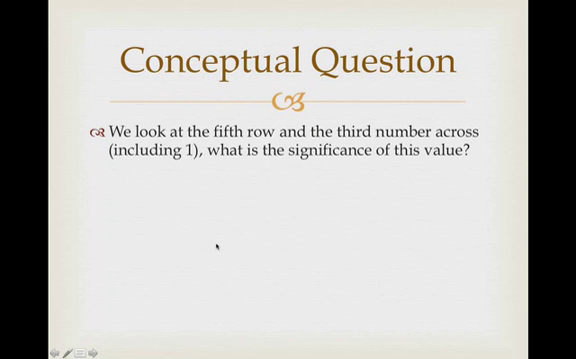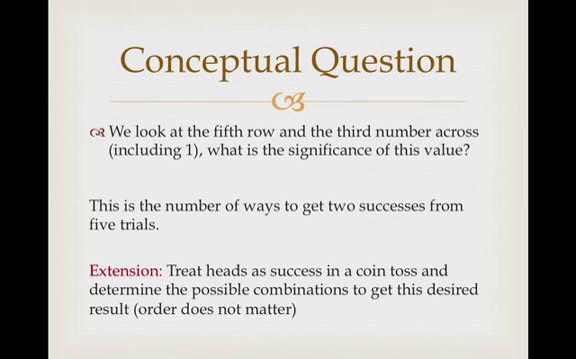The next value would be the number of ways to get one success from 5 trials. And then the third number across, which is the value we're interested in, would of course be 2 successes from 5 trials. So that's how we're able to derive the significance of this value. So, yep, this is the number of ways to get 2 successes from 5 trials.